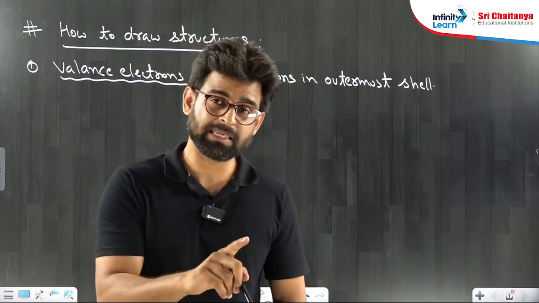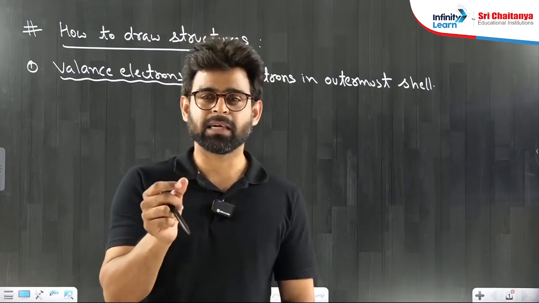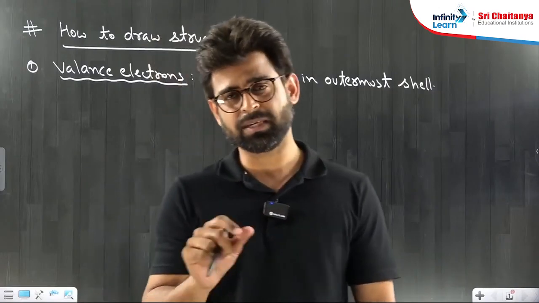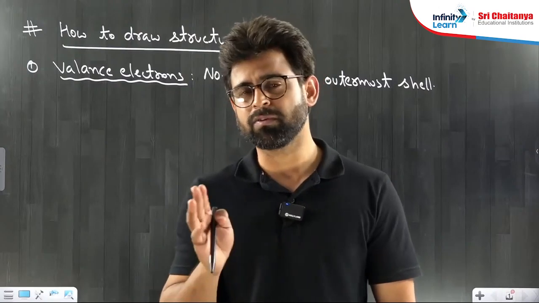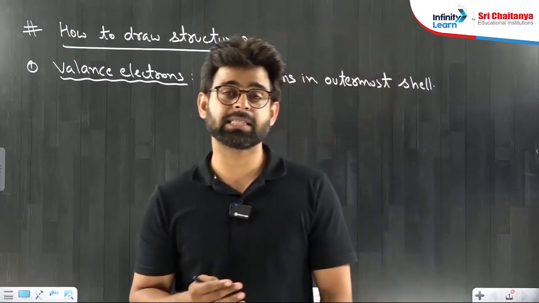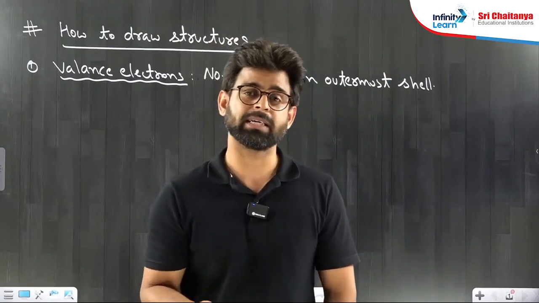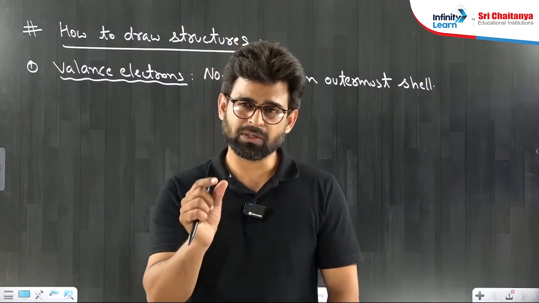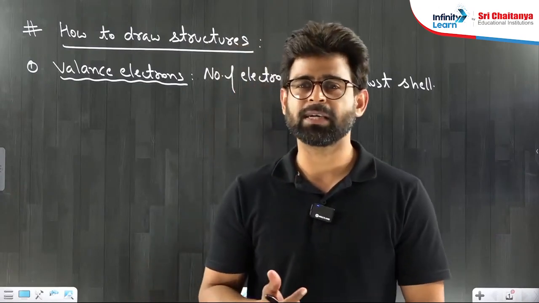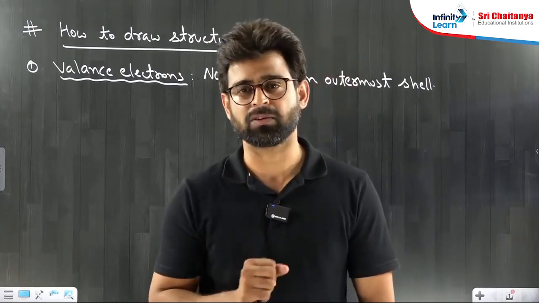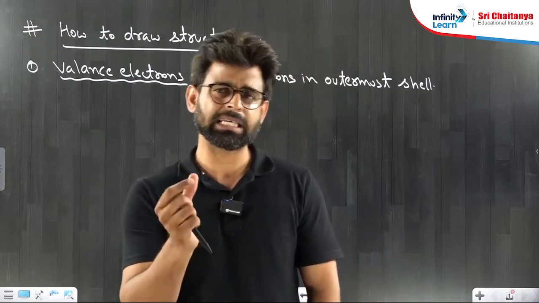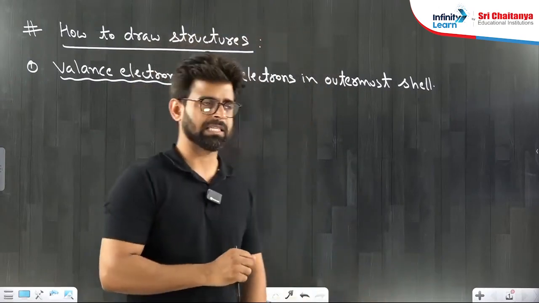In second group elements, valence electrons are 2. In 13th group elements, valence electrons are 3. In 14th, 4. In 15th, 5. In 16th, 6. 17th, 7. And 18th, 8. So if you know which group your element belongs to, you can directly answer the valence electrons. Otherwise, you can write the electronic configuration to find the valence electrons.